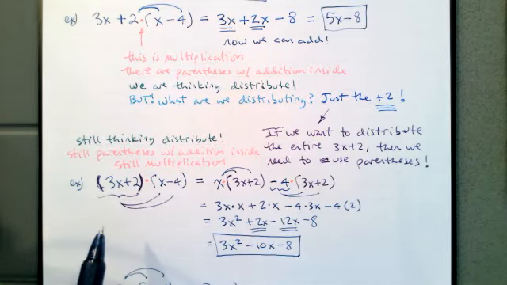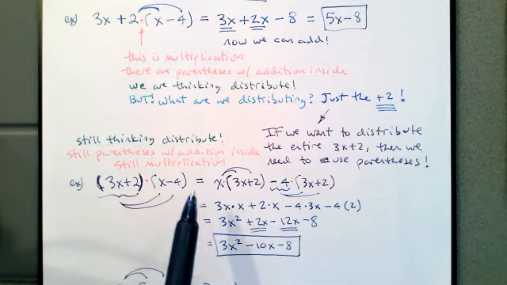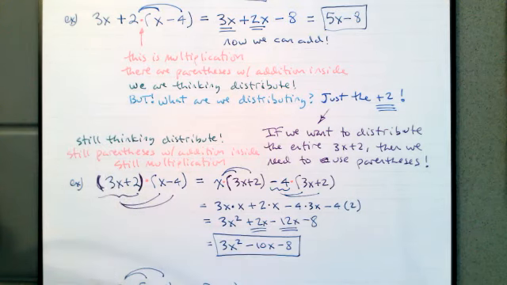If I want to multiply 3x plus 2, the whole thing, by x minus 4, I need to put the 3x plus 2 in parentheses. I need to group it up into one thing. Parentheses is how we say this is one thing. Not necessarily do this first. I think too often we say parentheses means do this first.